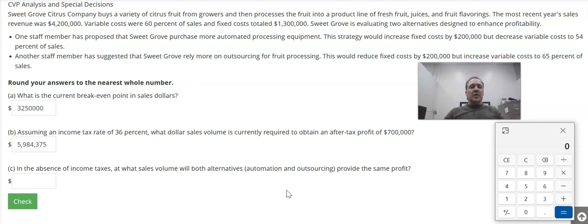Well, I don't know what they're talking about. Let's see what we're talking about up here. Aha, I see them now. It says one staff member has proposed that Sweet Grove purchase more automated processing equipment. This strategy would increase fixed costs by $200,000, but decrease variable costs to 54% of sales. They were originally 60% of sales.